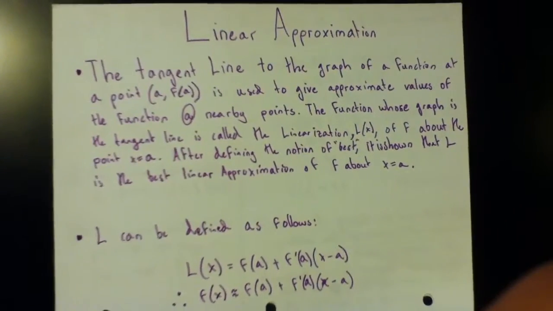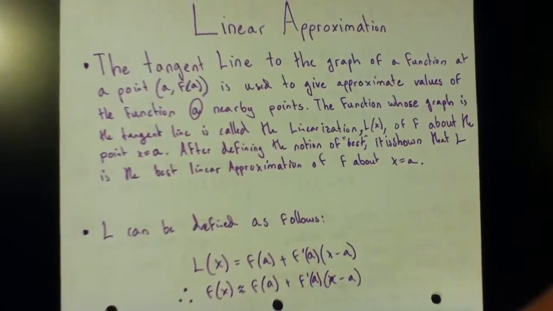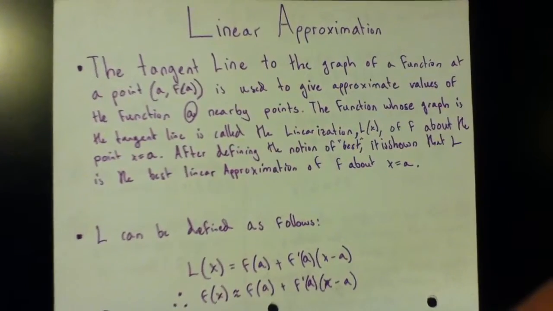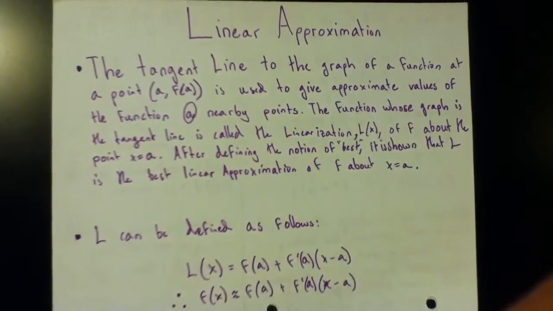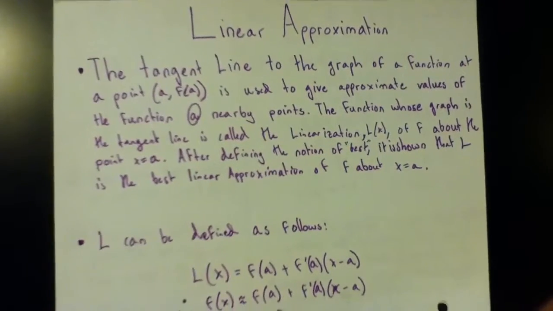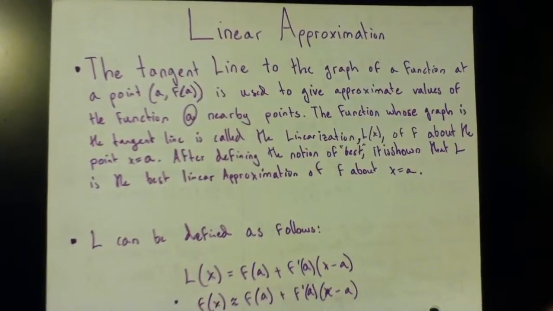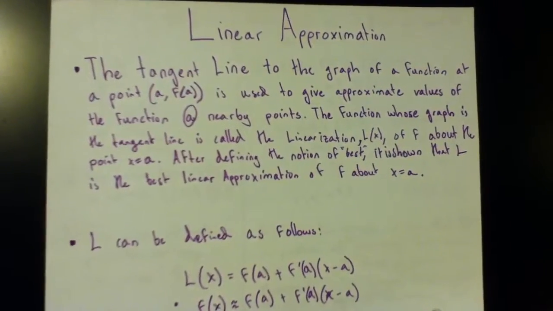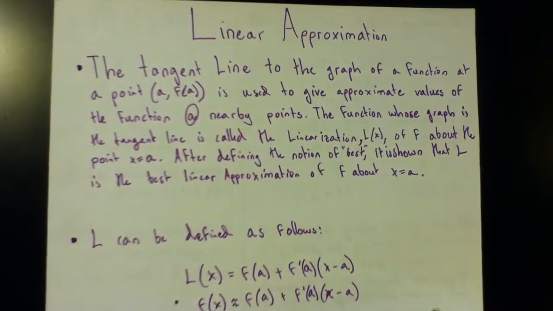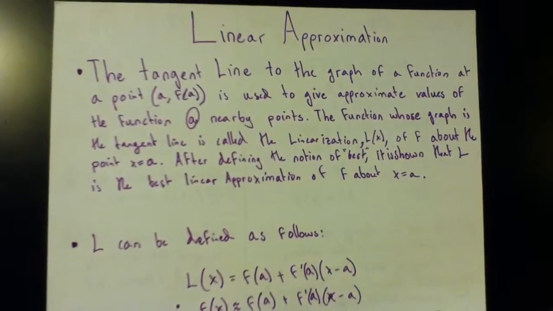So what is linear approximation? It is the tangent line to the graph of the function at a point a, f of a, and it is used to give approximate values of the function at nearby points. The function whose graph is the tangent line is called the linearization L of x of f about the point x equals a. It is shown that L is the best linear approximation of f about x equals a.